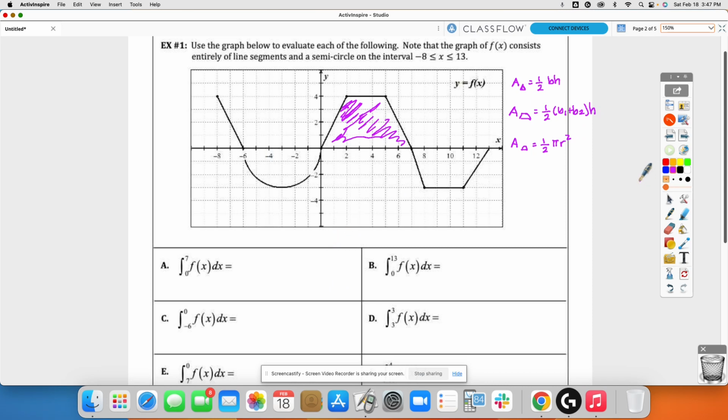Okay, so from 0 to 7, we have a trapezoid. So that would be 1/2, and then these are your bases. The first base is 7. The second base is from 2 to 5, which is 3. And then the height is equal to 4. And that would be equal to 20.